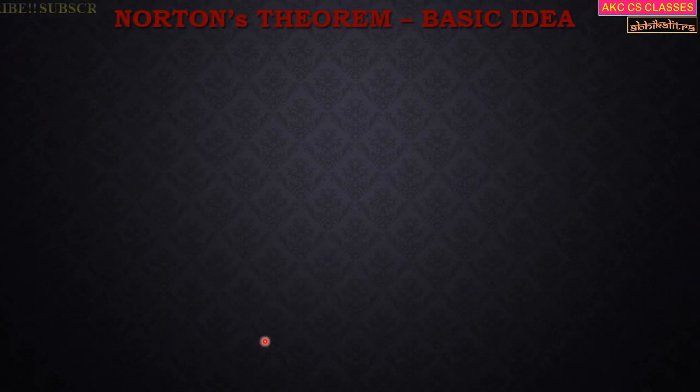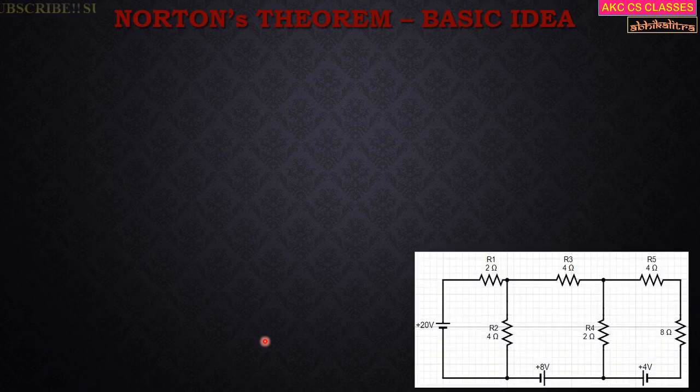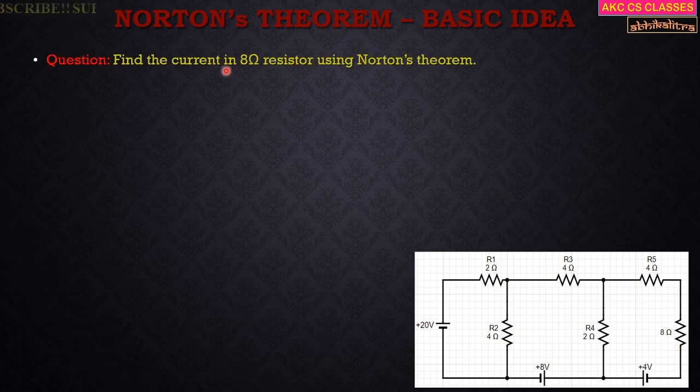Before we actually talk about the basic idea, I will consider the circuit diagram first. So this is the circuit diagram. The circuit diagram consists of three voltage sources, 20 volt, 8 volt and 4 volt, and there are different resistors marked from R1 to R5 with different resistor values. So first we will see what the question is. The question is: find the current in 8 ohm resistor using Norton's theorem.